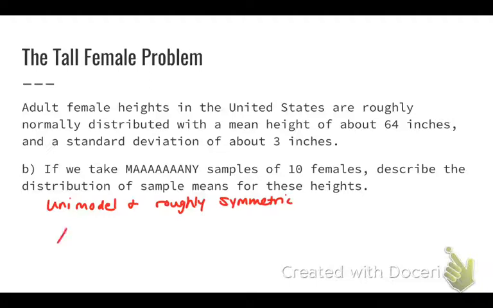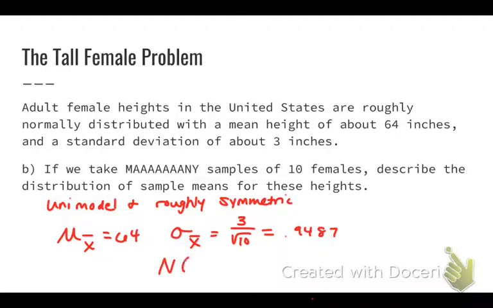Okay, what would be our mu? So our mu of x bar would be equal to 64. Our standard deviation of x bar would be equal to 3 divided by the square root of 10, which is 0.9487. So we would be using the normal model with a mean of 64 and standard deviation of 0.948. Okay, so that's how we could describe it.